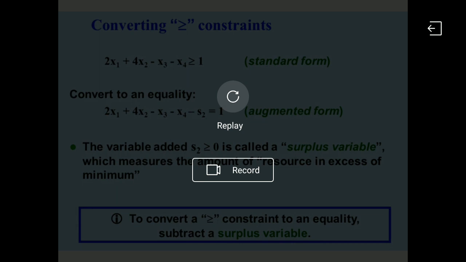In the next slides, I will come up with questions and solutions on how to solve this linear programming problem. So I'll be ending this class here. We'll continue in the next class.